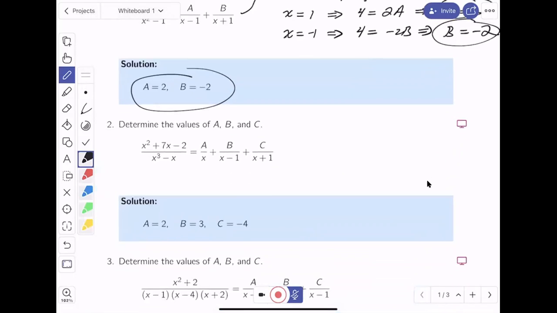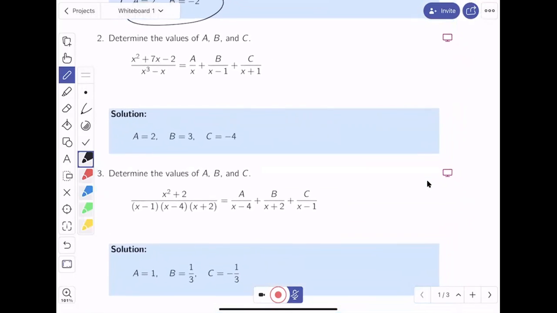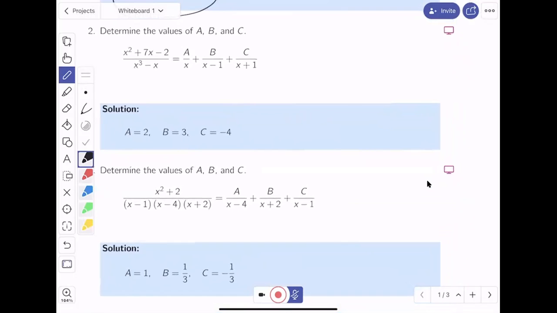All right, let's go to number 2, a little more complicated, and because there are 3 terms, there's A, B, and C. What I would recommend, again, is to multiply both sides by the LCD. What's the LCD? Well, if you look at X cubed minus X, let me write this down for you. That would be X times X squared minus 1, which would be X times X plus 1 times X minus 1. And that's actually the LCD.